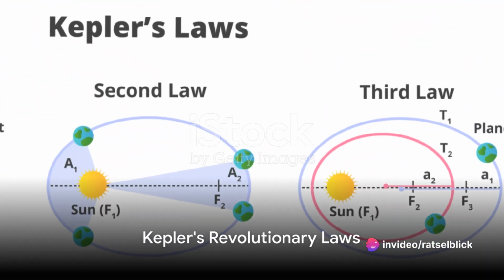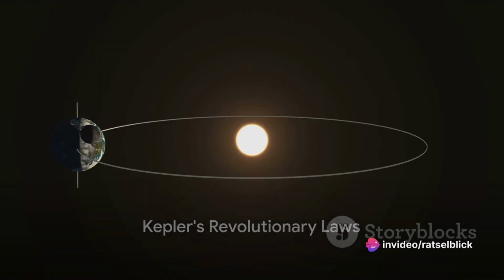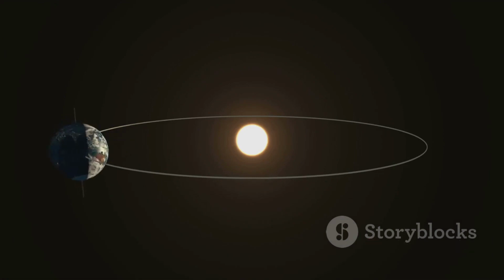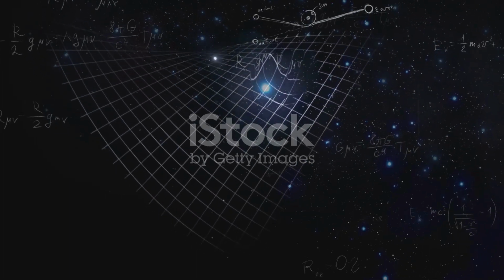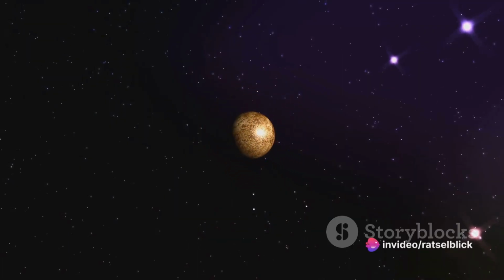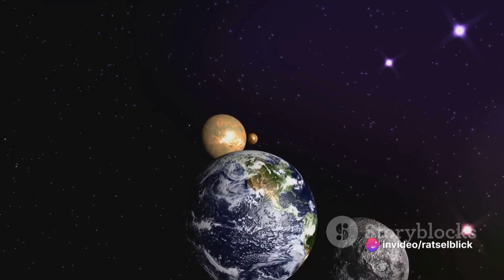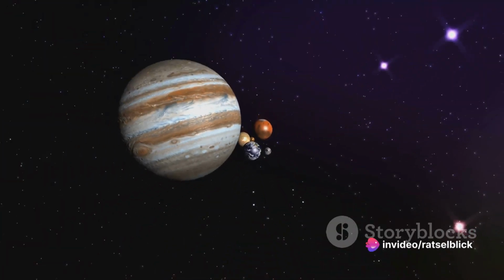Kepler was a German astronomer and mathematician who, in the early 17th century, formulated 3 laws that describe the motion of planets around the Sun. These laws not only revolutionized our understanding of the universe, but also laid the groundwork for Sir Isaac Newton's laws of motion and universal gravitation.